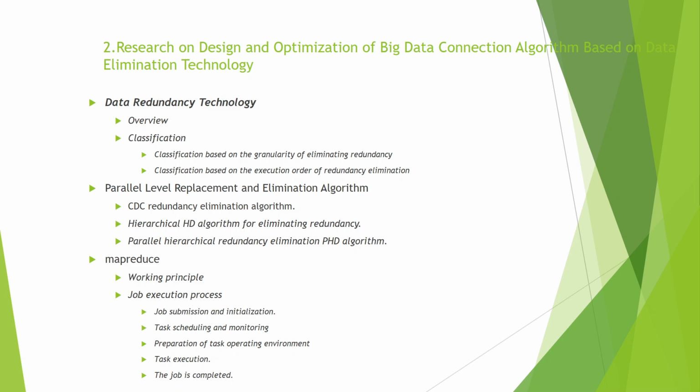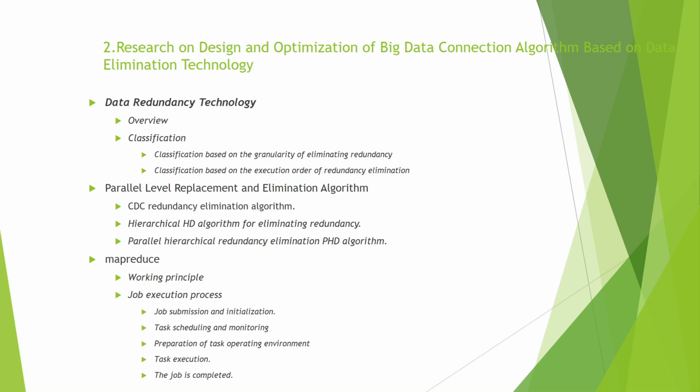Parallel level replacement and elimination algorithm. Redundancy elimination algorithm. The CDC algorithm is based on the content of the file and uses Rabin fingerprints to divide the file into data blocks. This is a flexible block deletion method designed to address that fixed-length blocks are sensitive to operations such as file insertion and deletion. Hierarchical HD algorithm for eliminating redundancy.